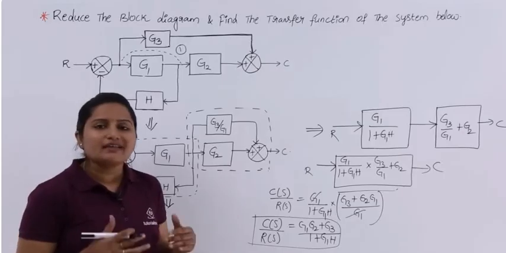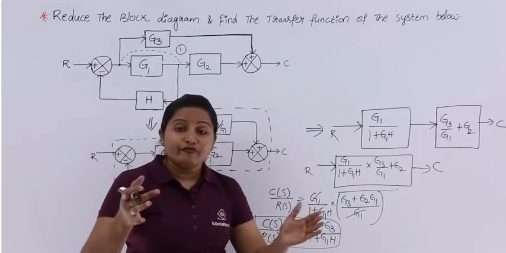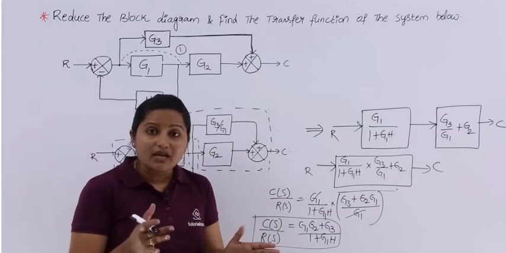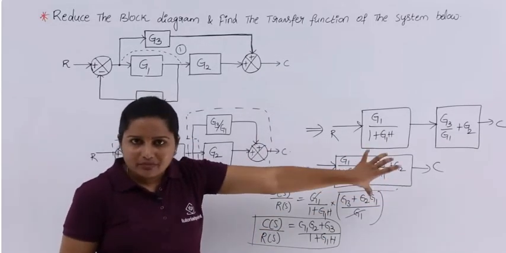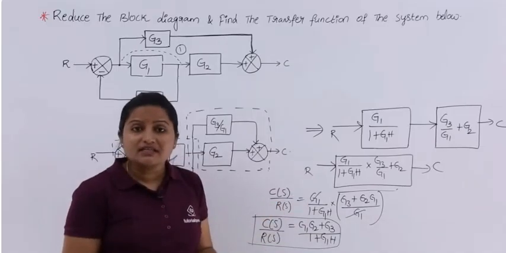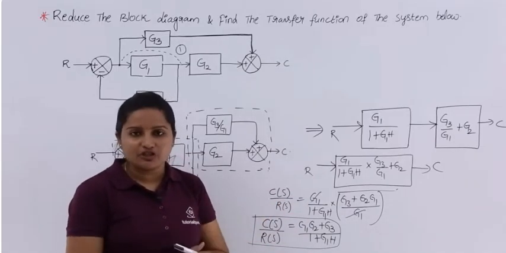What we need to do when they are asking for the transfer function is, we need to reduce the bulky block diagram into a single block. So in between input and output, that block gain will represent the total gain or transfer function of the system.